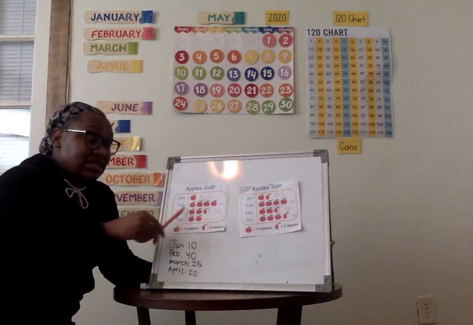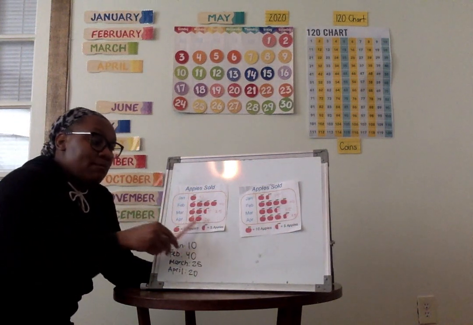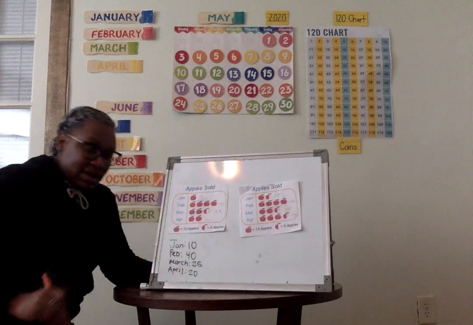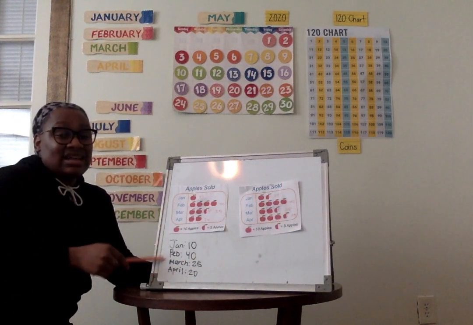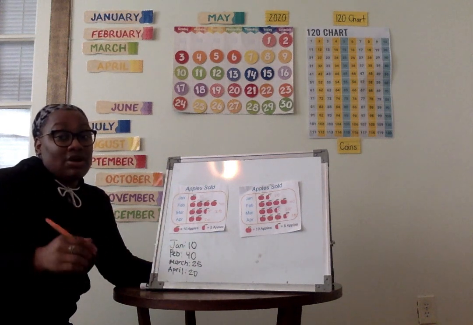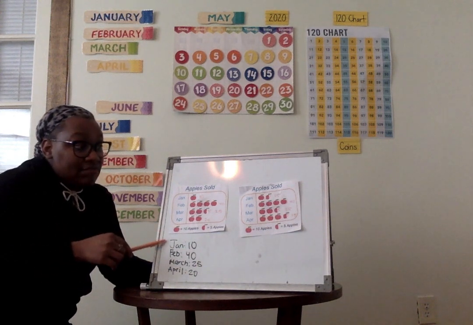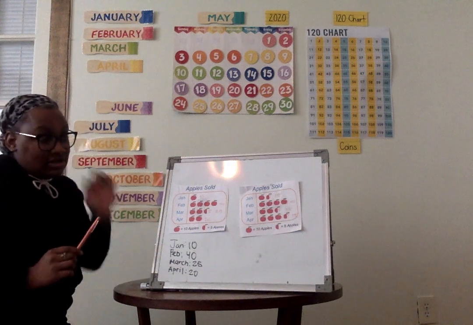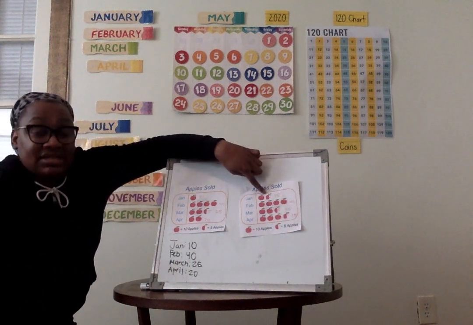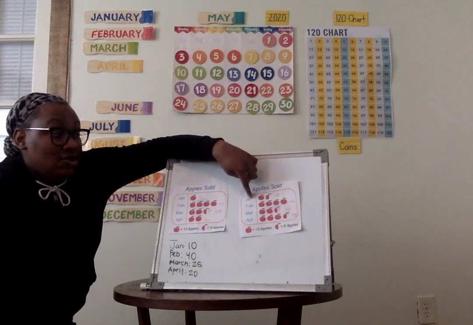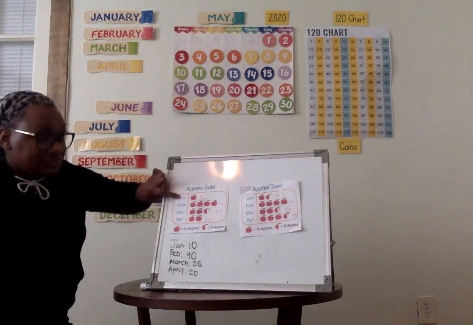We already counted to see how many apples were bought in each month. Now, after we read the story, I made a list to tell us how many apples Ms. Schwartz bought each month. In January, Ms. Schwartz bought 10 apples. Let's check January. January, this one has 10. But does this one have 10? No. So this part's not right.